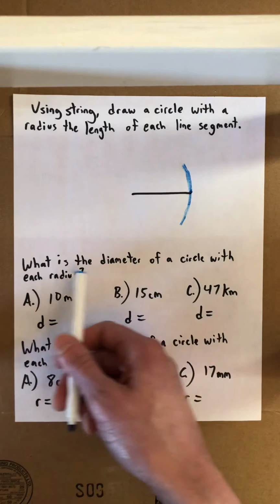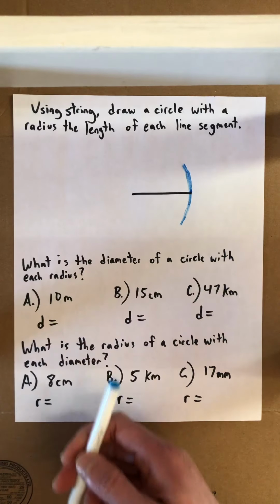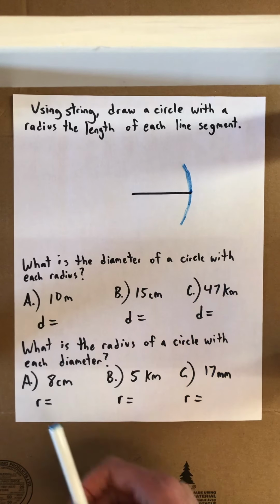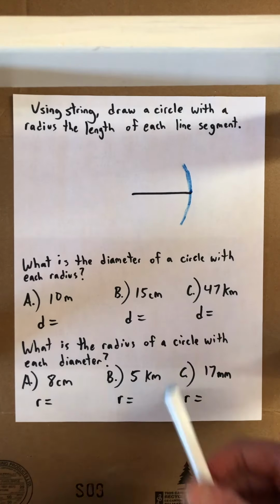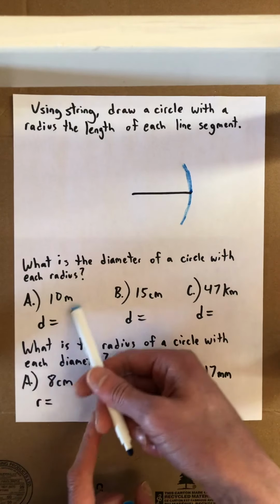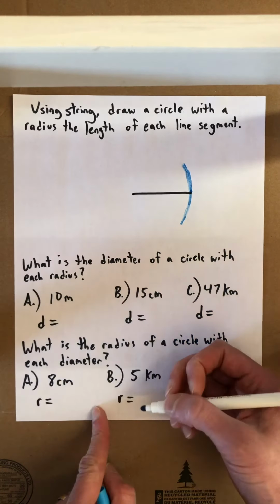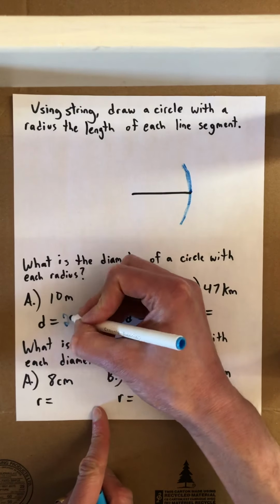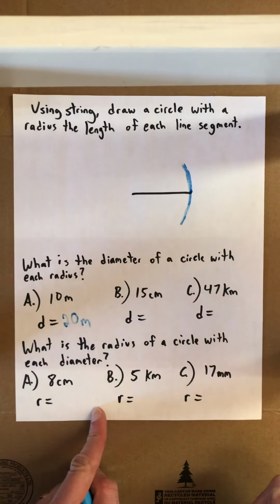Our next question here is, what is the diameter of a circle with each radius? So we're given the radius here. We have to find the diameter. Remember, 2 of the radius will make a diameter. So if I have 10 meters for the radius, the diameter is just double that. So 10 times 2 would be 20 meters.